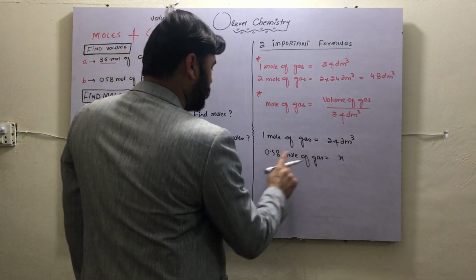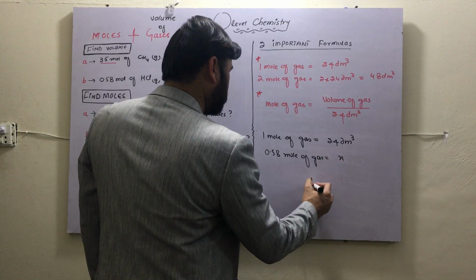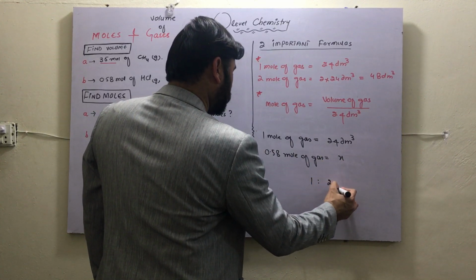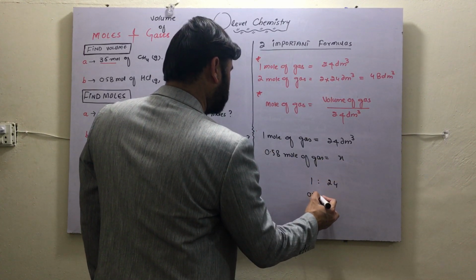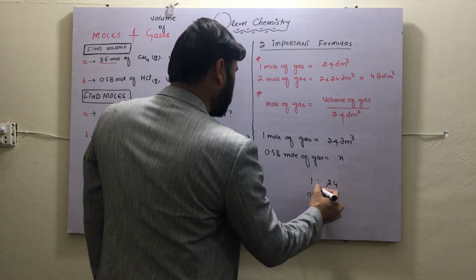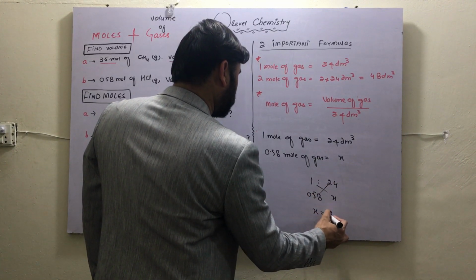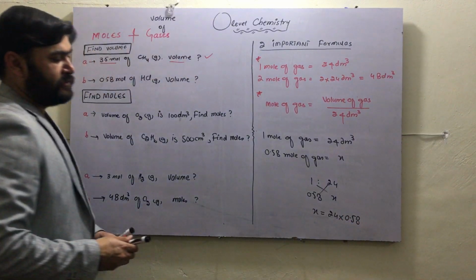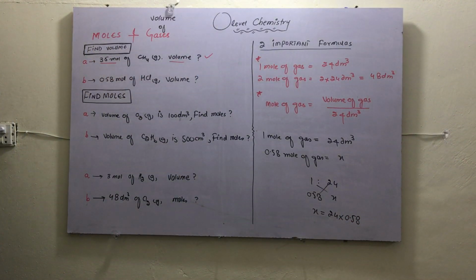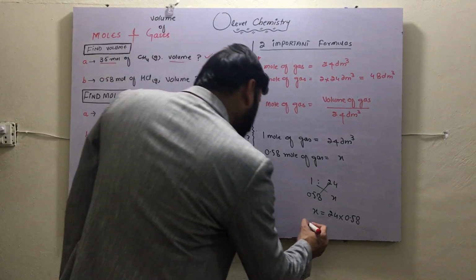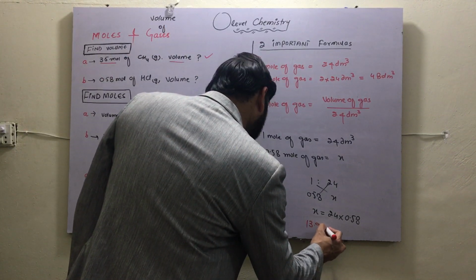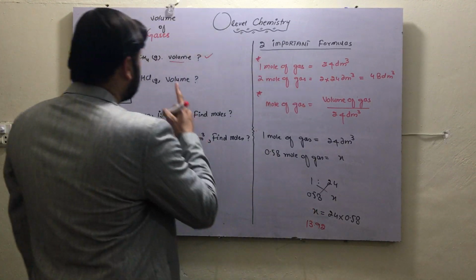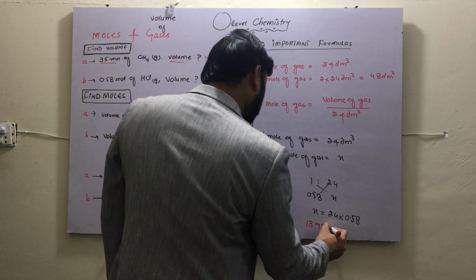So 1 mole is 24, 0.58 mole is X, and simply by ratio you will get the answer. Cross multiply: X is equal to 24 multiplied by 0.58. Simply multiply it and you will get the answer, 13.92. We are finding the volume, so it will be in dm cube.